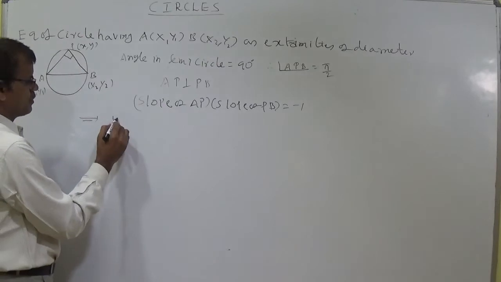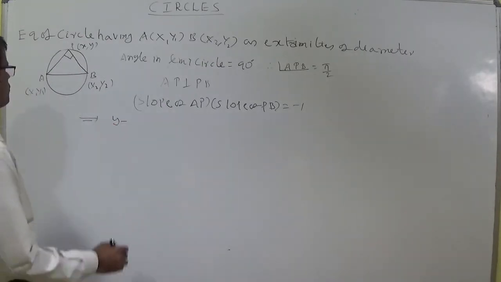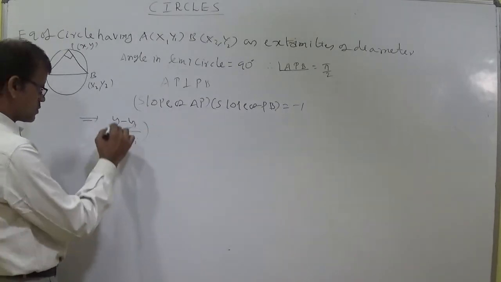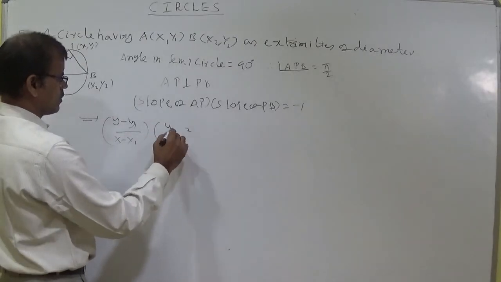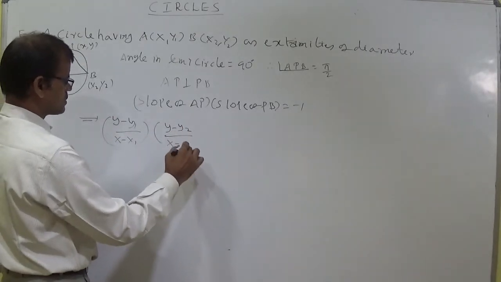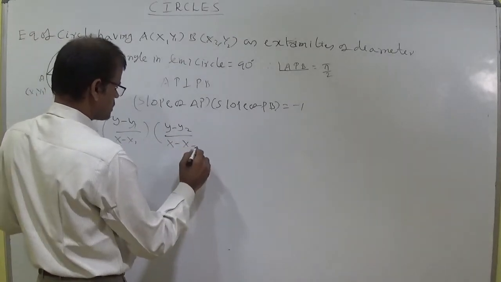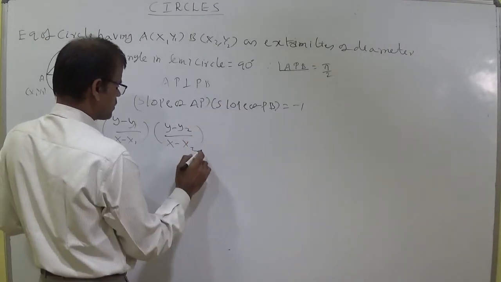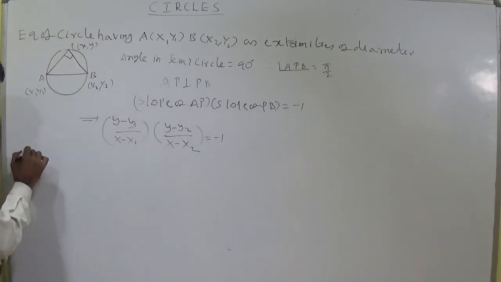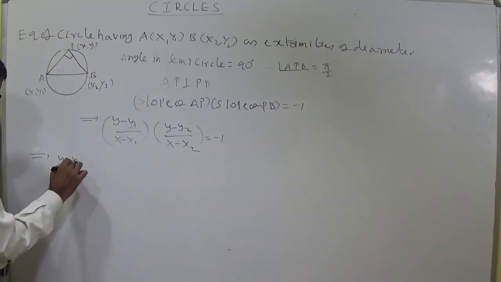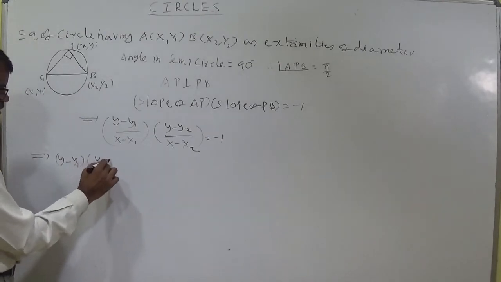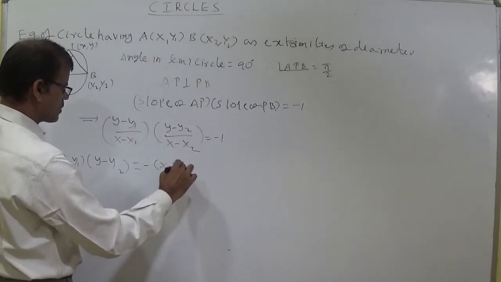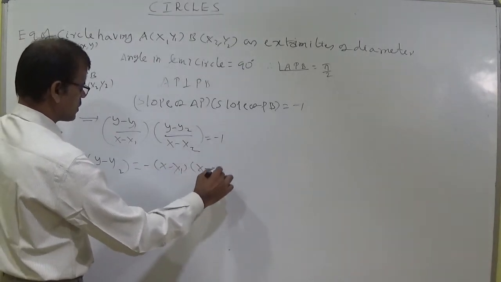That implies, using the formula of slope (y2 minus y1) by (x2 minus x1), (y minus y1) by (x minus x1) into (y minus y2) by (x minus x2) is equal to -1. By taking cross multiplication we get (y minus y1) into (y minus y2) is equal to minus of (x minus x1) into (x minus x2).